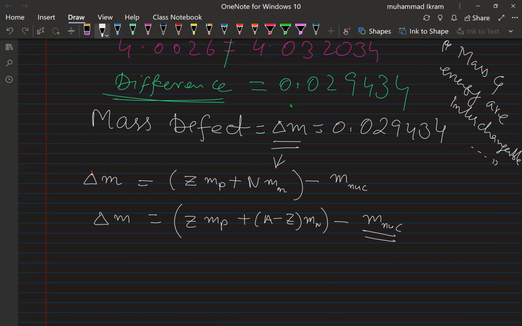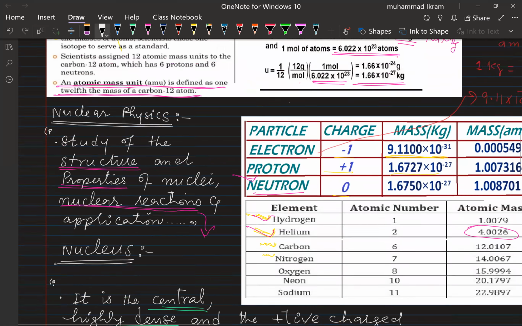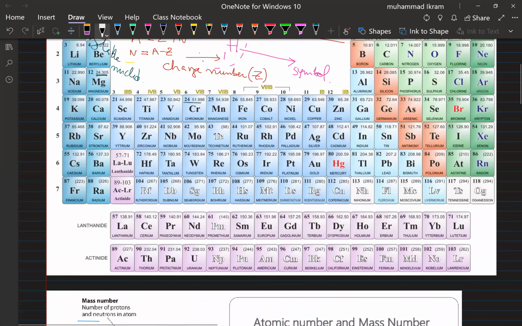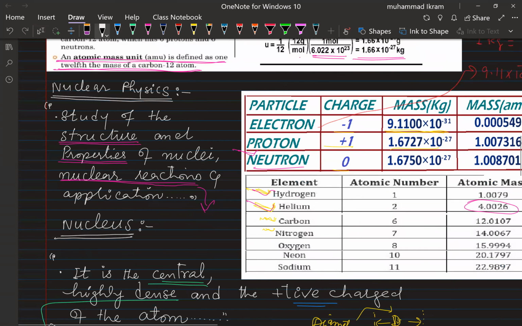So mass defect plays a very important role. I will explain to you that it is actually this mass which has been converted into energy when nucleons combine to form a heavy nucleus. And we will discuss this inshallah in the binding energy. So our second part will be the binding energy, and the mass defect I have explained to you.